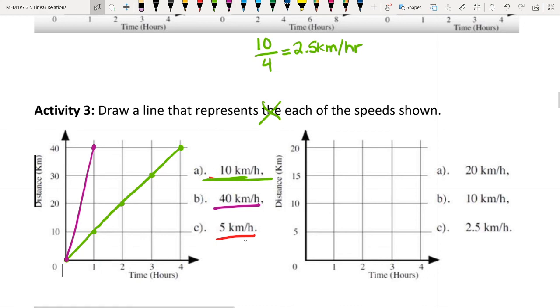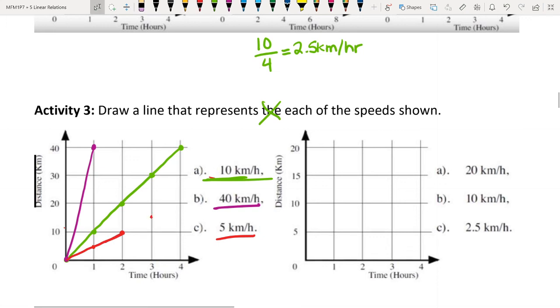What about C? 5 kilometers an hour. If they're going 5 kilometers an hour, at 1 hour they will be 5 kilometers away. So right in the middle here, between 0 and 5 on the y-axis. How far will they be after 2 hours? After 2 hours, they'll be 10 kilometers away. Now, hopefully your graph is a little better. Mine got to be right in the middle, otherwise it starts to look curved, and we should only be working with straight lines.